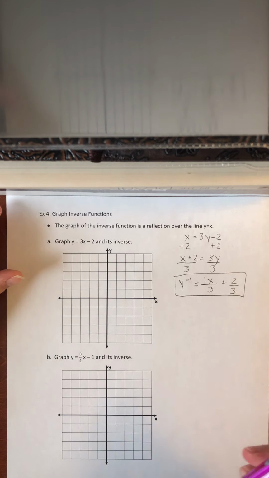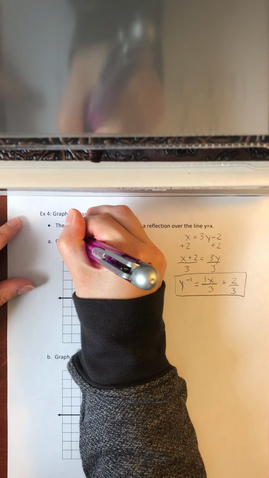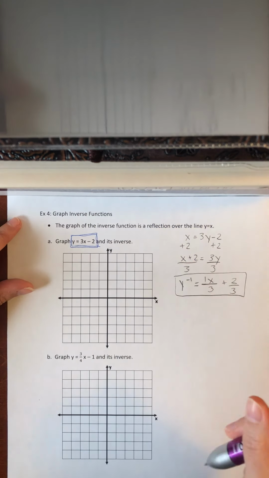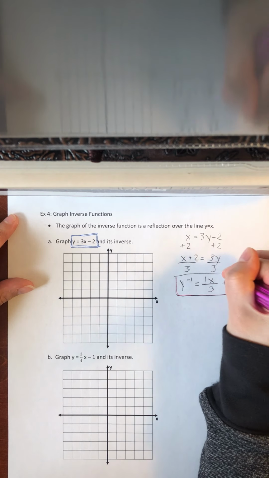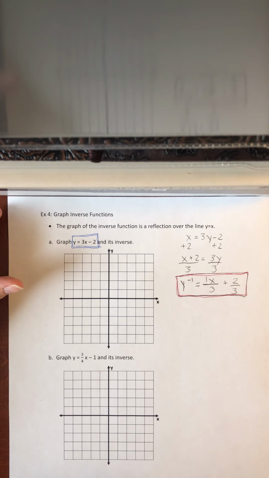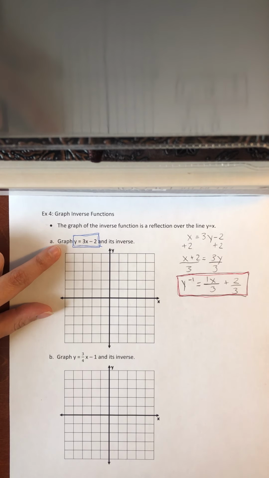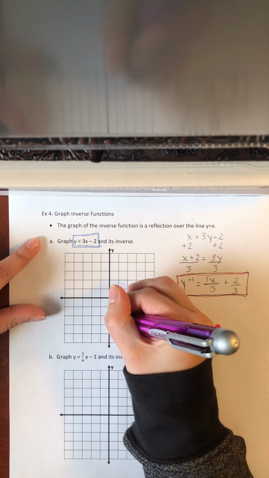So we are graphing. I'm going to graph this function right here in blue, and then I'm going to graph this function in red. Okay. So starting off with 3x minus 2, that's a line. Our y-intercept is -2, so we're going to go down 2 units.